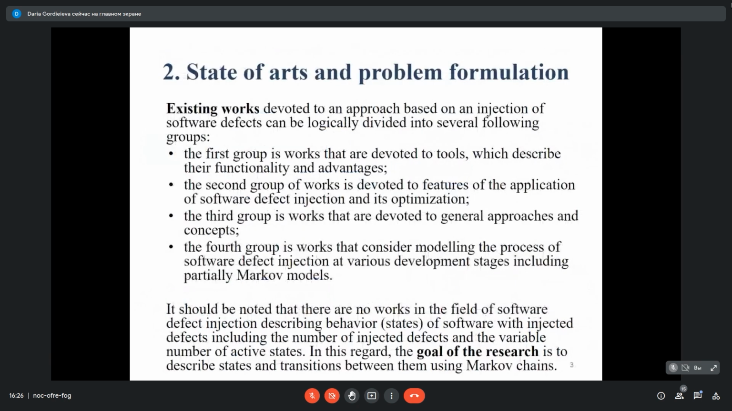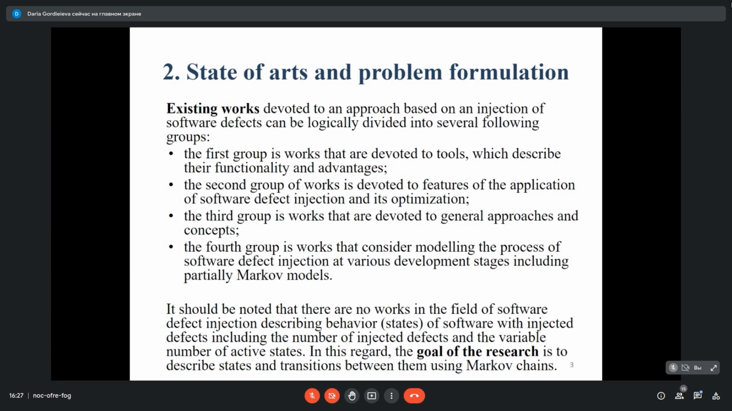Existing works devoted to an approach based on an injection of software defects can be logically divided into several following groups. The first group is works that are devoted to tools which describe their functionality and advantages. The second group of works is devoted to features of the applications of the software defects injection and its optimization. And the third group is works that are devoted to general approaches and concept of defect injection. And the fourth group is works that consider modeling the process of software defect injection at various development stages, including partially Markov models.